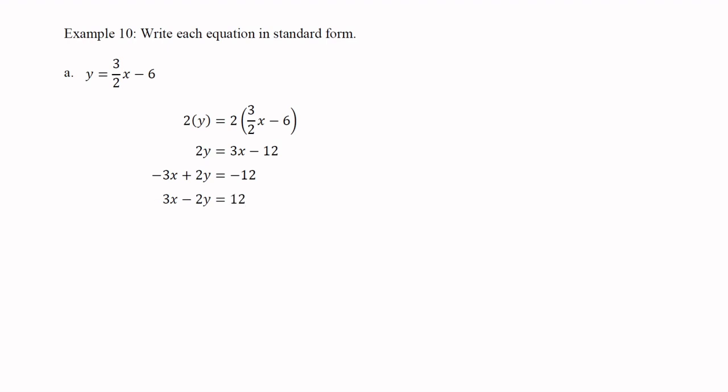Finally, we have to change the signs on everything because we cannot lead with a negative. So negative 3x becomes positive 3x, positive 2y becomes negative 2y, and negative 12 becomes positive 12. So our final equation in standard form is 3x minus 2y equals 12.